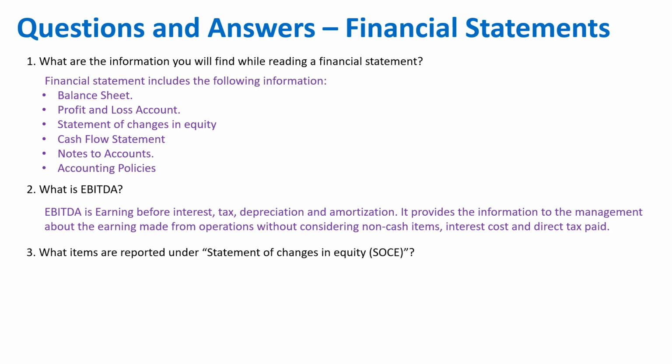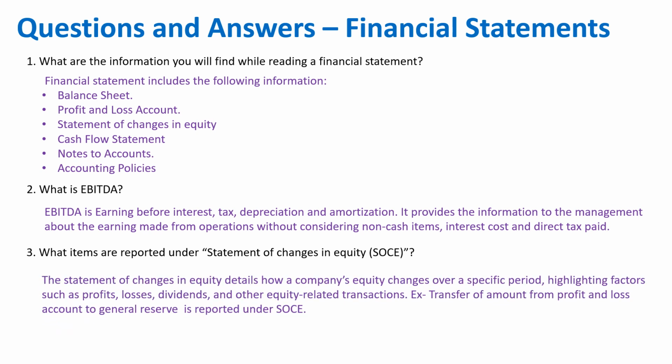Question number 3. What items are reported under Statement of Changes in Equity, in short, SOCE? The statement of changes in equity details how a company's equity changes over a specific period, highlighting factors such as profits, losses, dividends, and other equity related transactions. For example, transfer of amount from the profit and loss account to general reserve is reported under SOCE. So all the movements, for example, capital reserve, general reserve, profit and loss account, OCI, everything will be shown in SOCE and the movement will be given from opening to closing.